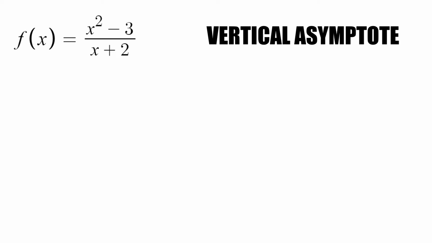In this function, we must solve for the vertical asymptote. We must set the denominator to 0. In this case, we set x plus 2 equal to 0. Then we solve for x, which we figure out is negative 2. Therefore, the vertical asymptote is x equals negative 2.